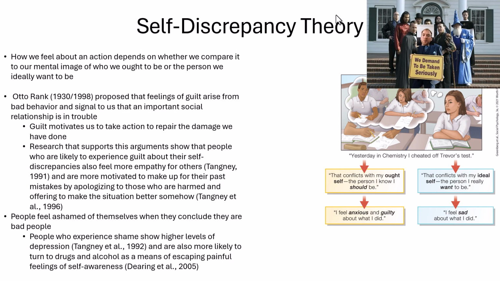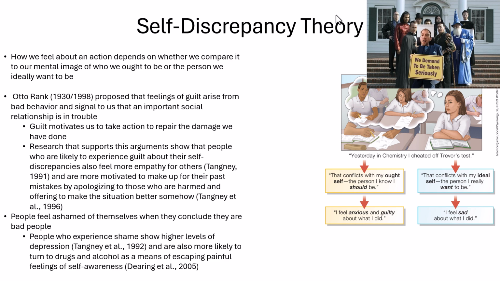Which brings us to self-discrepancy theory, before we break down goals related to the ideal and ought self in a little more detail. So self-discrepancy theory: how we feel about an action depends on whether we compare it to our mental image of who we ought to be or the person we ideally want to be. So again, ideal versus ought.